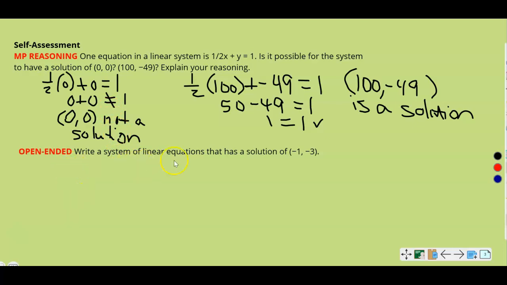All right, open-ended. This one says write a system of equations that has a solution of (-1, -3). Open-ended means you can write any equation that you want as long as when you plug this in, it creates a true statement. The easiest way to create a system of equations would be, this is your x, this is your y. You can do something like x plus y equals what? x minus y equals what? Using these as your x and y, you can very easily and quickly create two equations that produce this as a solution.